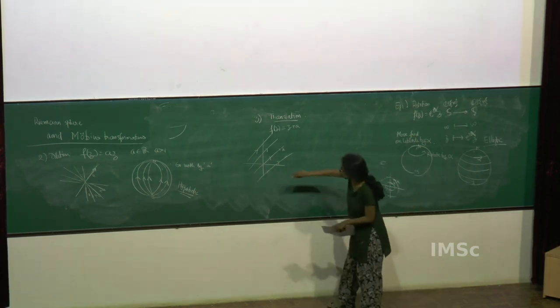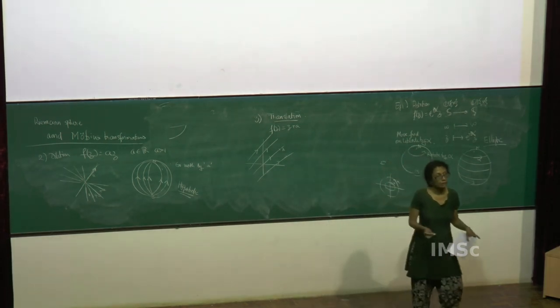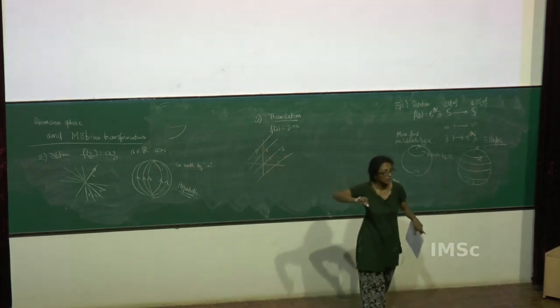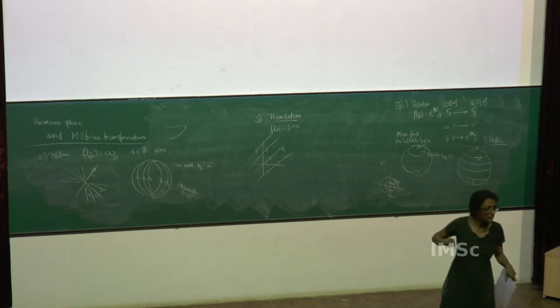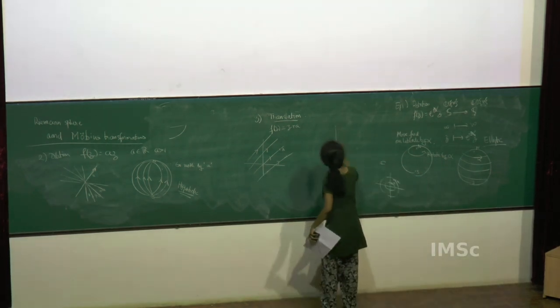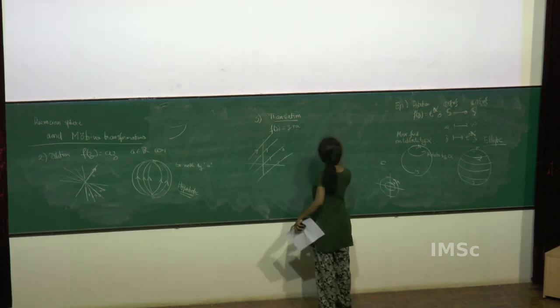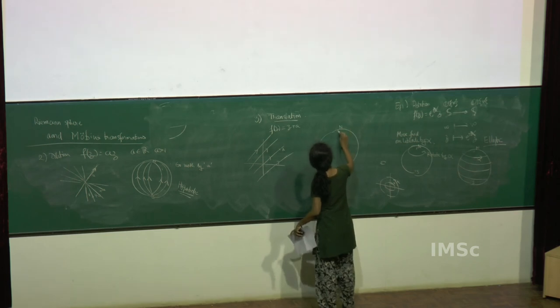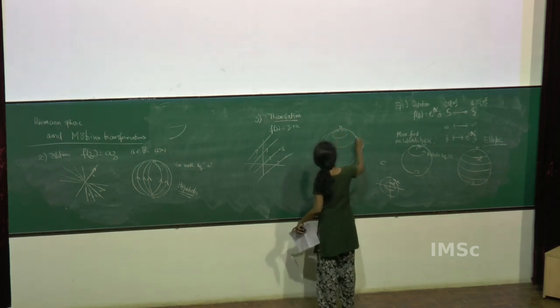So now let's transform this picture to the Riemann sphere. What are these lines? They're circles, right? Circles through the North Pole. This is the North Pole, and these are parallel lines.